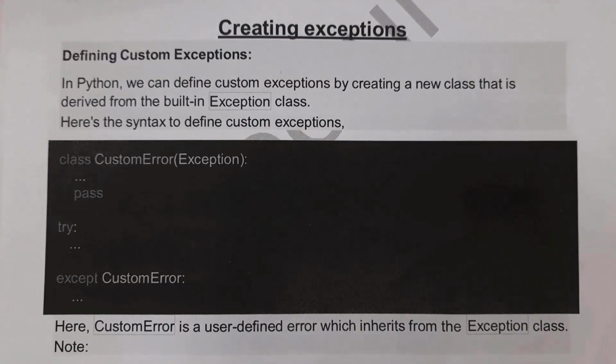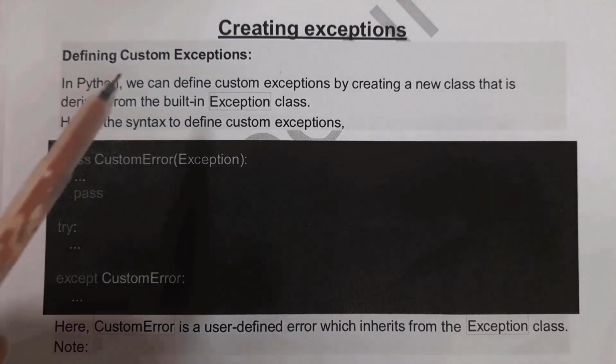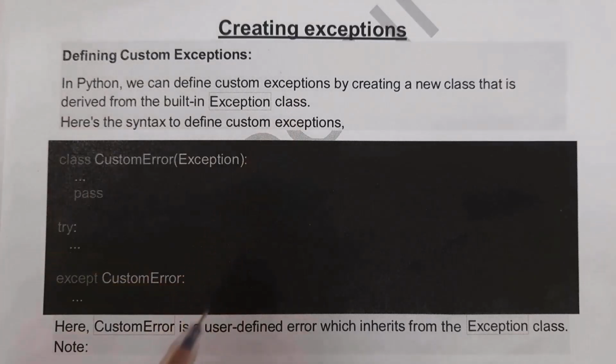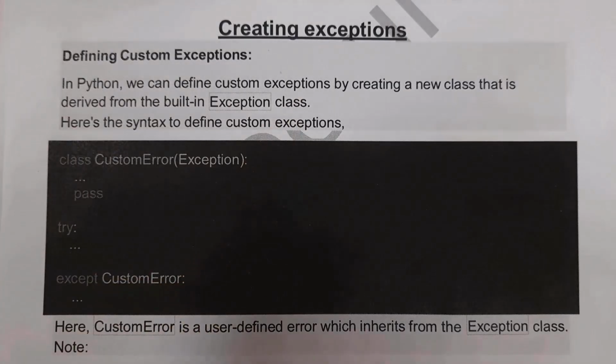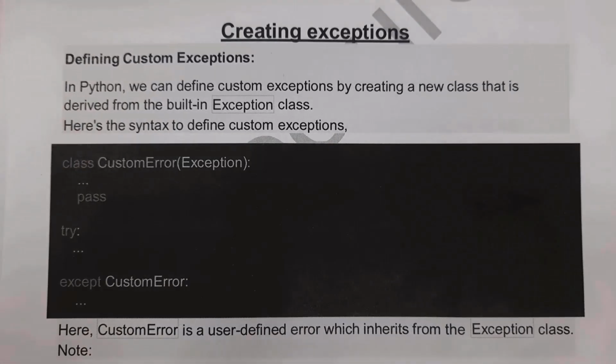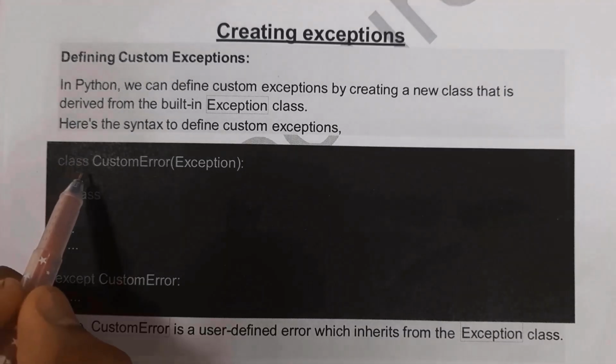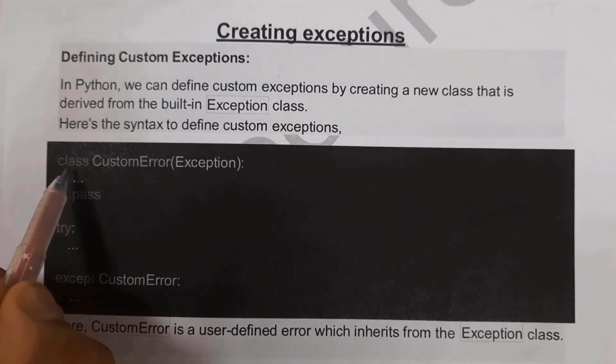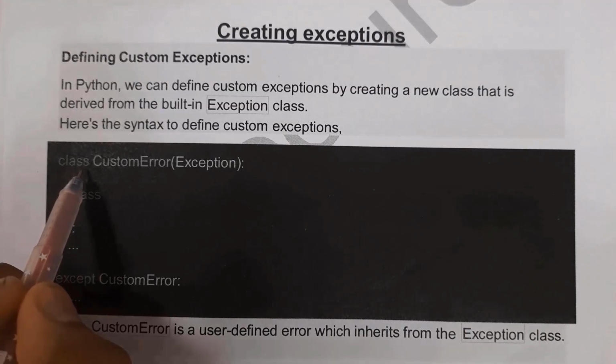Next I will explain how to create our own exceptions. In Python we can define custom exceptions, nothing but our own exceptions, by creating a new class that is derived from the built-in Exception class. This is the syntax. At first I am creating a class by using the keyword class. You can create any class. So at first I write class.